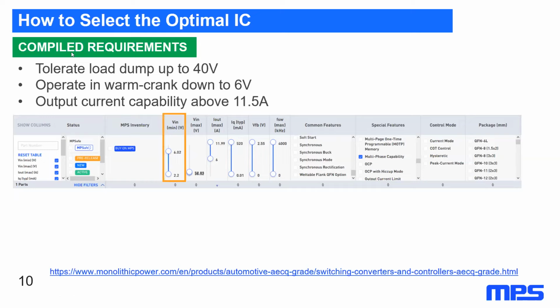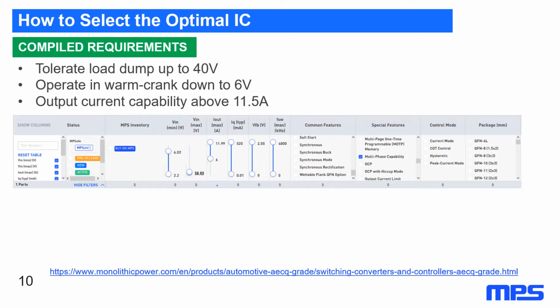Then we know that our input voltage can drop to as low as 6 volts, so we need converters that can operate from 6 volts to lower voltage. In this case, 2.2 is the minimum that the filter allows us. It's okay if it's lower than 6 volts.